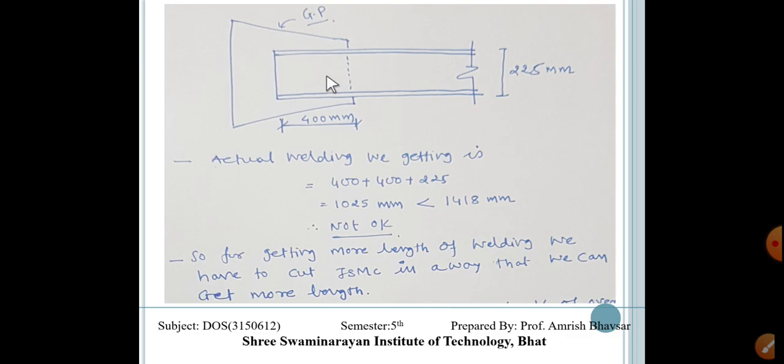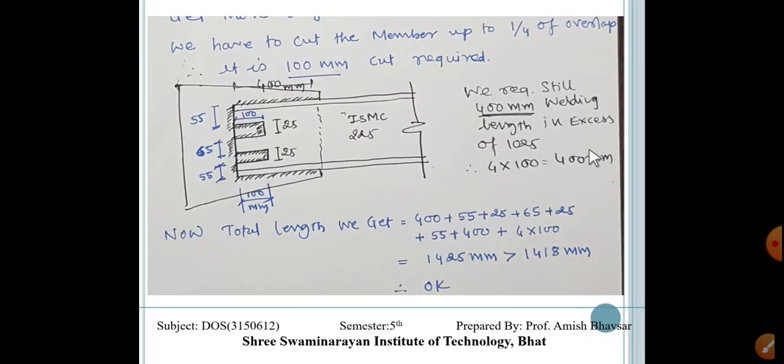Now the section over here is symmetrical, it is a C section, so the force acts at the center. Now from the center line of this member we have to cut in equal portions. Clear? So we have to cut the member up to 1/4 as we discussed. So we can take a cut-off of 100 mm, right? We still require 400 mm, right? So what will we do here: I made this 100 mm cut, cut it like this here, and made the second 100 mm cut like this. Now here is 100 mm, this is the second 100 mm, this is the third, and this is the fourth 100 mm, that is, 4 × 100 taken as additional cut-off.